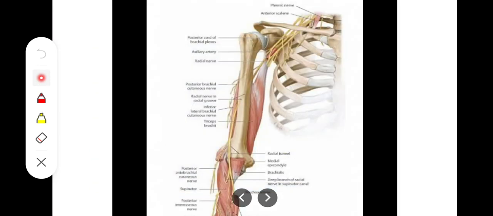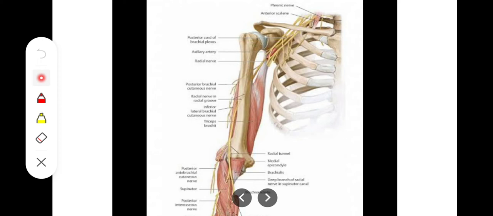So let's just take a look at the radial nerve. We know that the radial nerve is a branch of the posterior cord of brachial plexus. It has a nerve root value of C5 to C8 and T1, given off at the axilla from the posterior cord of brachial plexus. It runs behind the third part of axillary artery. We know that just below the level of teres major, the axillary artery becomes a brachial artery.